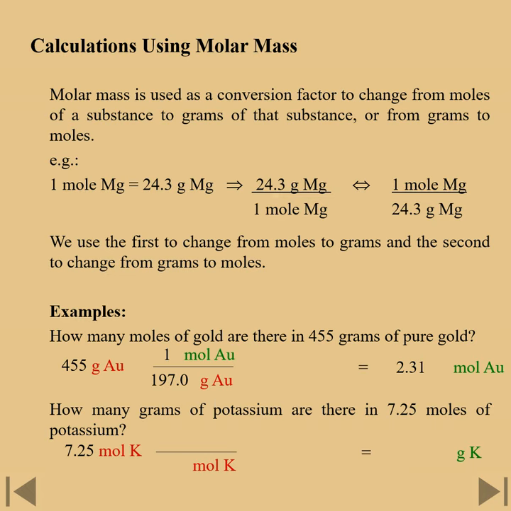Now, can we go straight from moles of potassium to grams of potassium? We sure can. And we're going to get the number right off of the periodic table. 39.1 grams per mole. Again, right off the periodic table. So 7.25 moles is 283 grams.